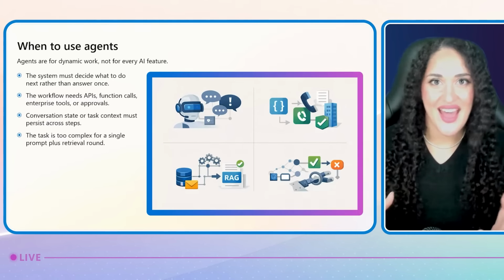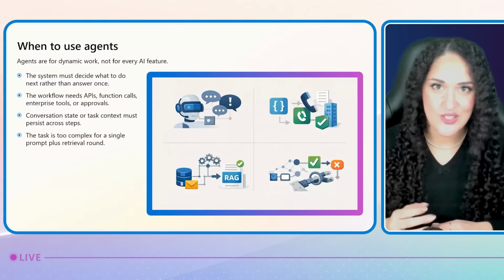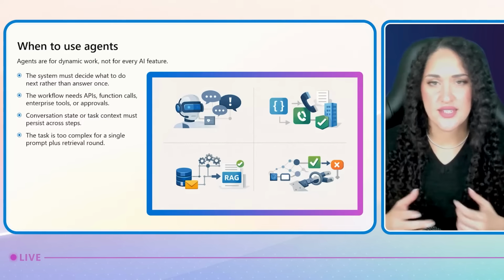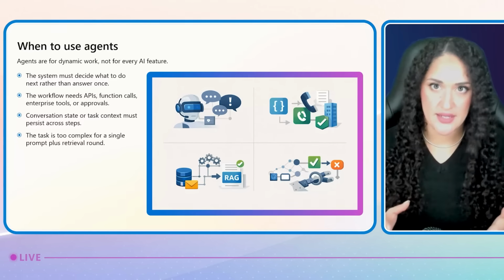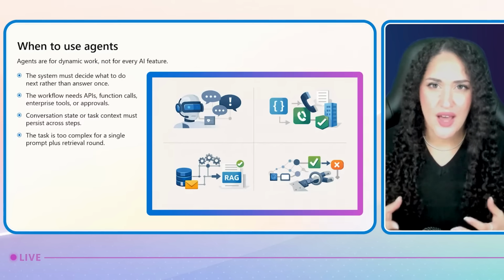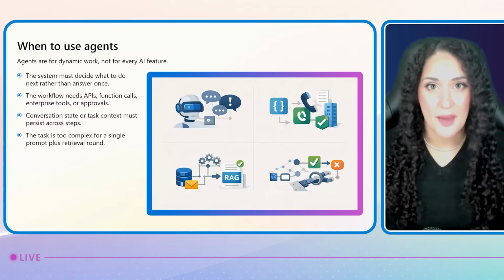A big part of AI are agents. Agents are not just a fancy chatbot. They are for tasks where the system needs to decide what to do next. For example, call APIs, use tools, and keep track of context across multiple steps.